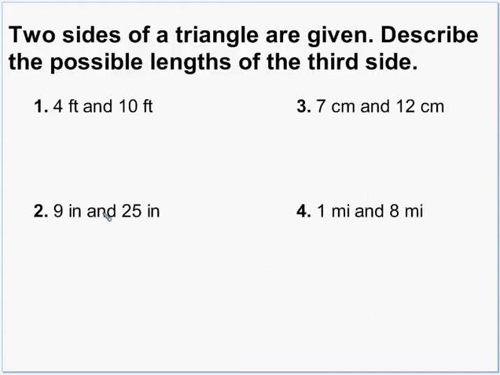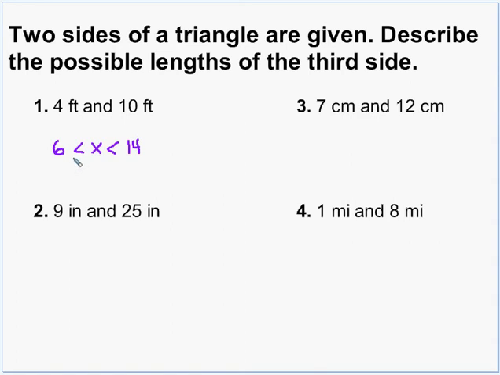Two sides of a triangle are given. We want to describe the possible lengths of the third side. To do this, we'll let x be that third side. X has to be in between two specific lengths. It has to be greater than the difference of those two sides, which is 6. And it has to be less than the sum of those two sides, which is 14. So that third side has to be between 6 and 14.